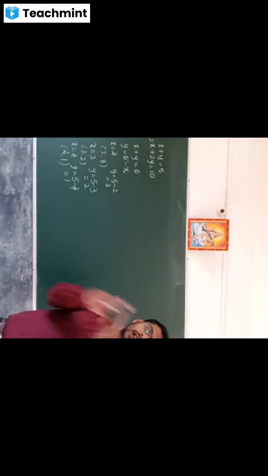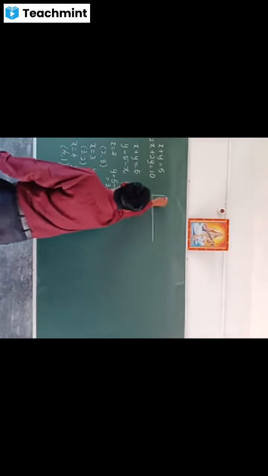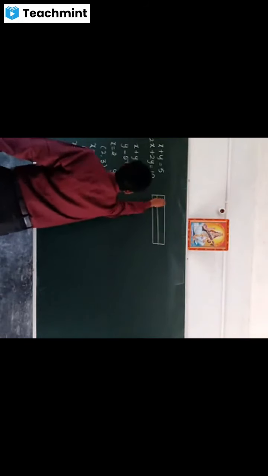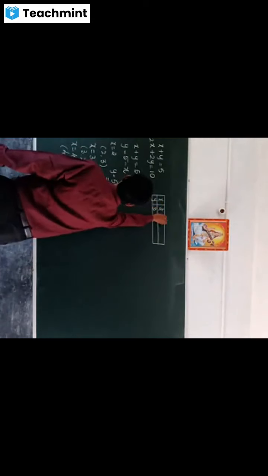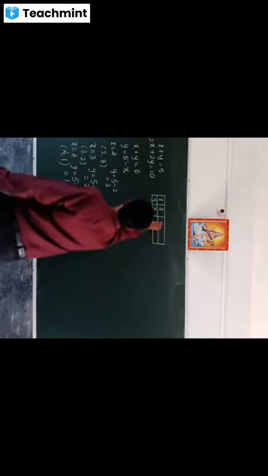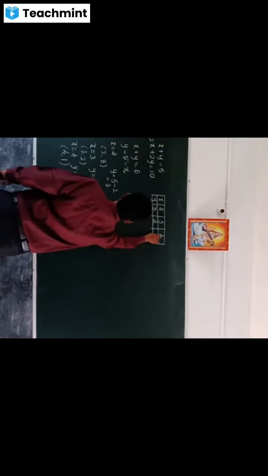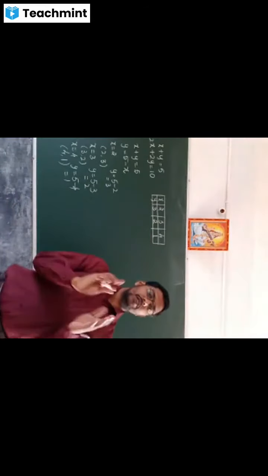Is it clear? Now draw a table. x and y. So 2 comma 3, 3 comma 2 and 4 comma 1. So these are the solutions. This is the first part.